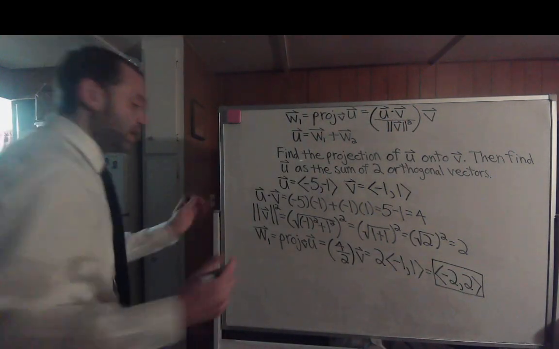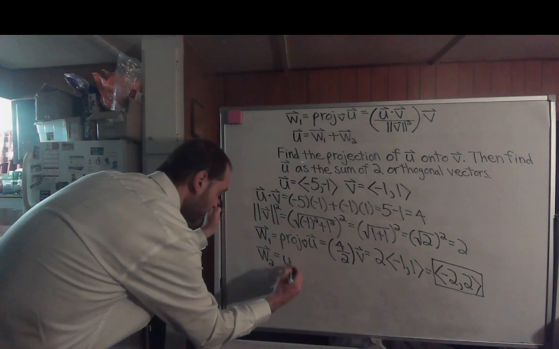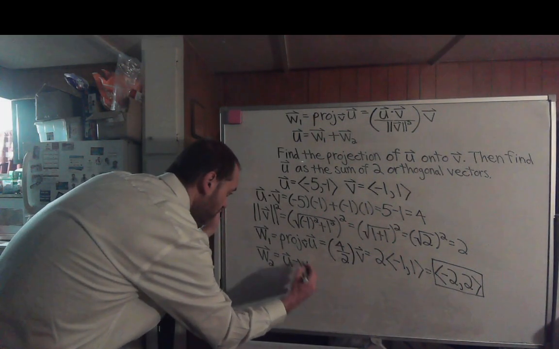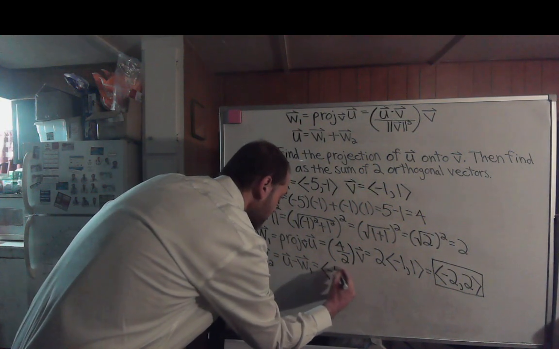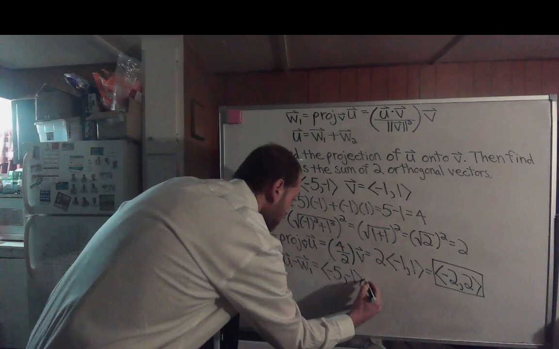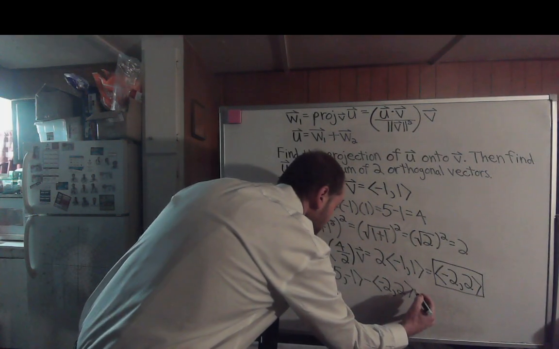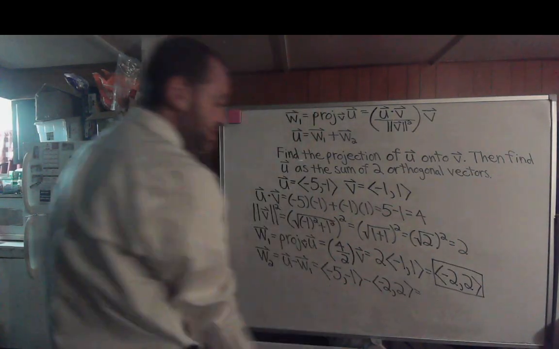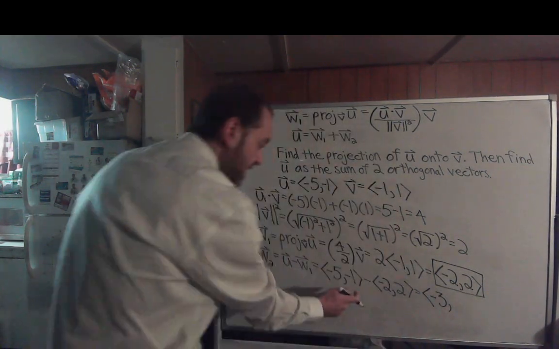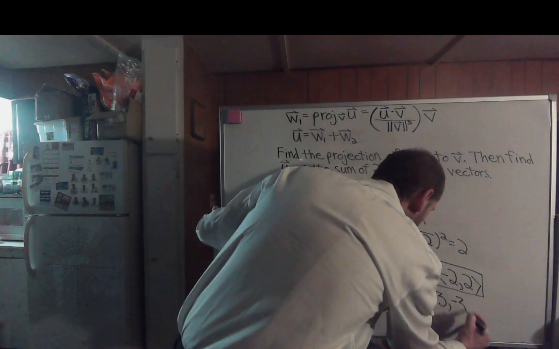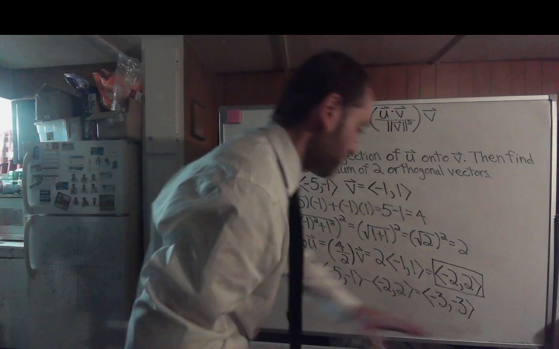Now let's go ahead and find vector w2, which again equals vector u minus vector w1, which is going to be that -5, -1 minus the -2, 2. Alright, so -5 minus -2, that's -5 plus 2, which would be -3. -1 minus 2 is -3. So vector w2 is -3, -3.